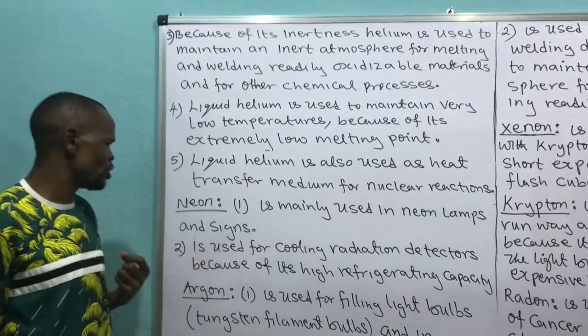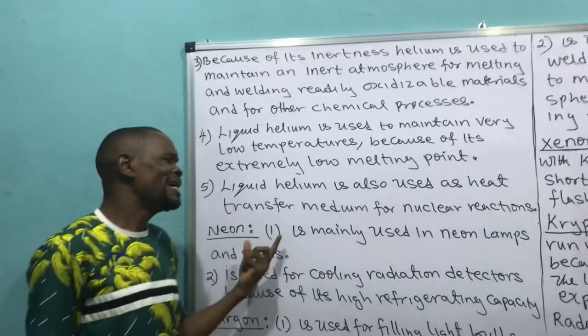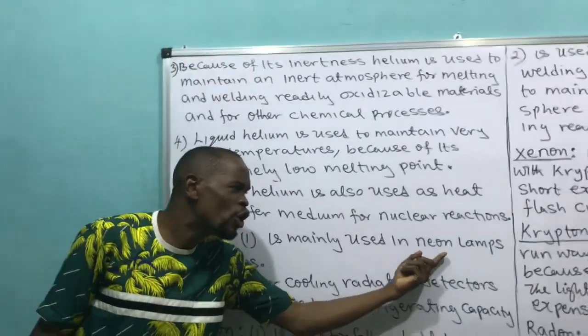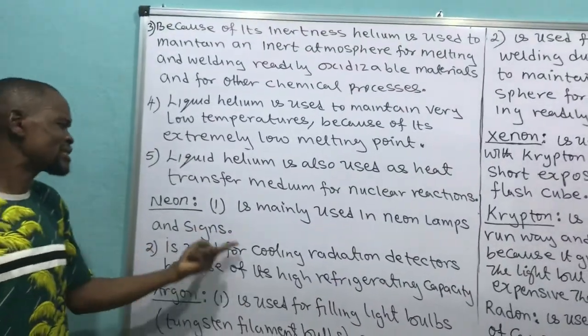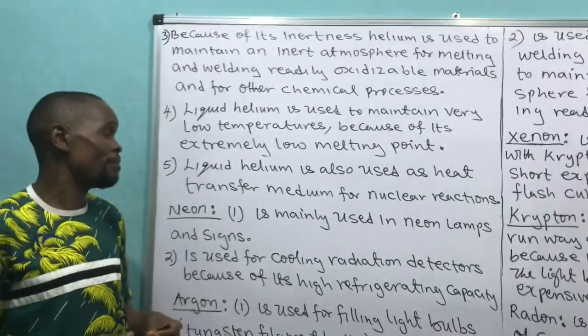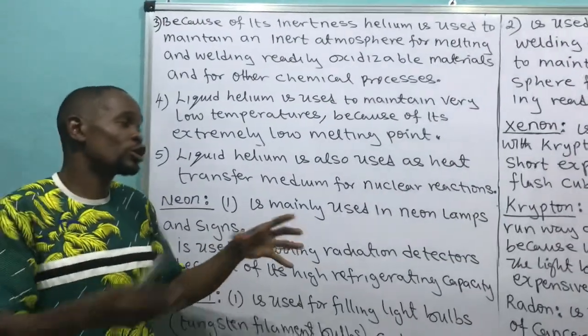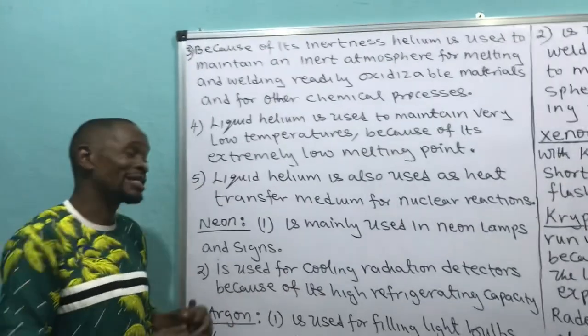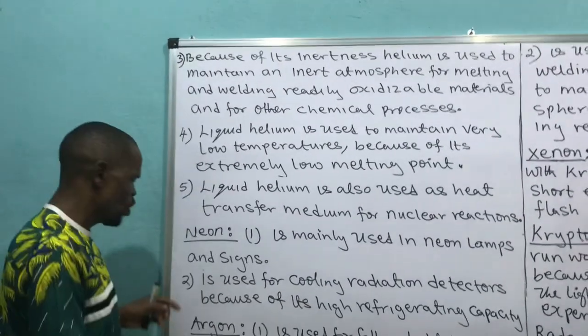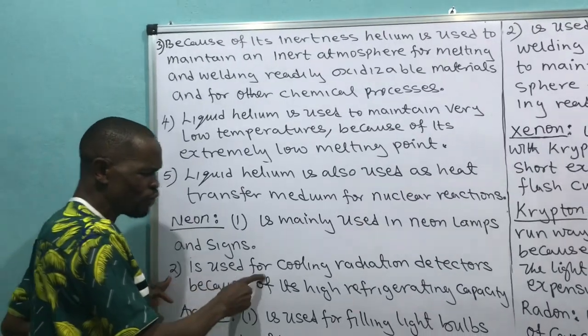We come to neon. Neon, number 1, is mainly used in neon lamps and signs. You know that we have the halogen lamp. With that lamp we use neon to maintain it so that it will not ionize. So also, number 2, is used for cooling radiation detectors.